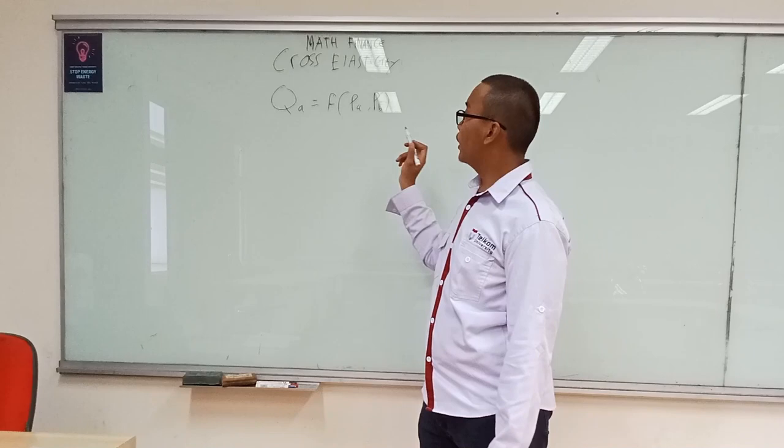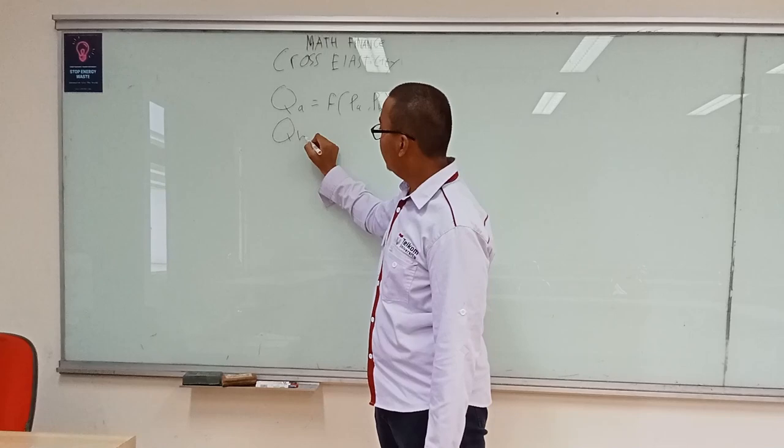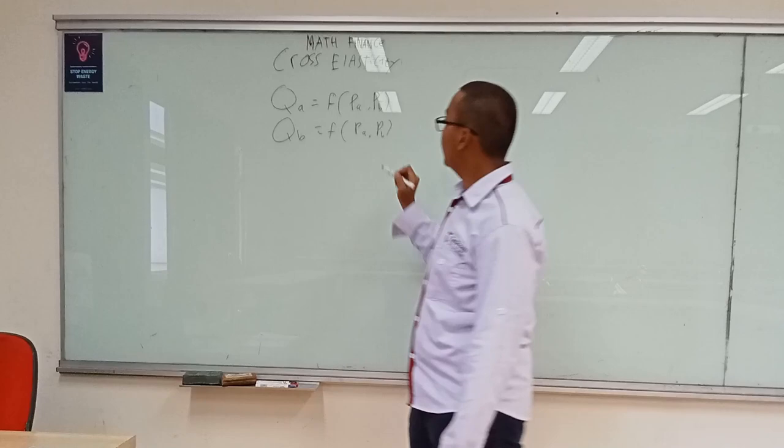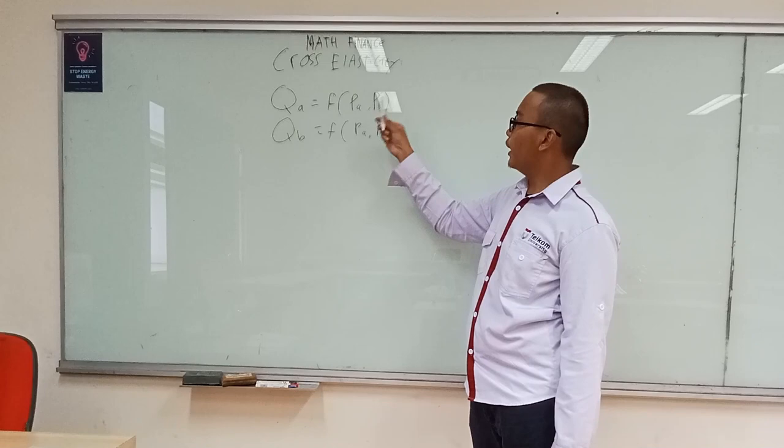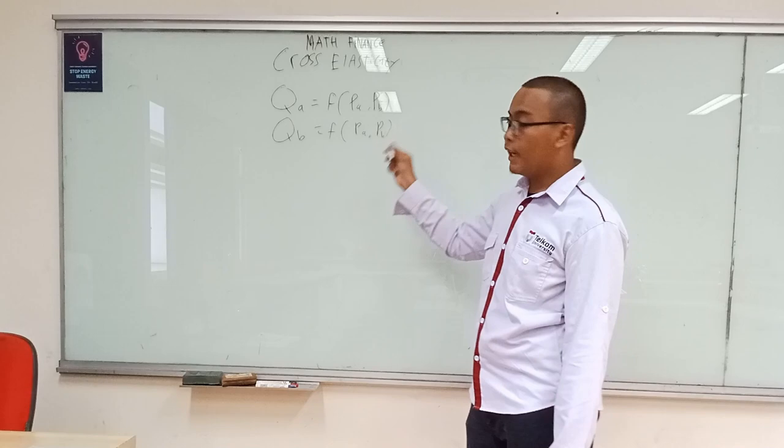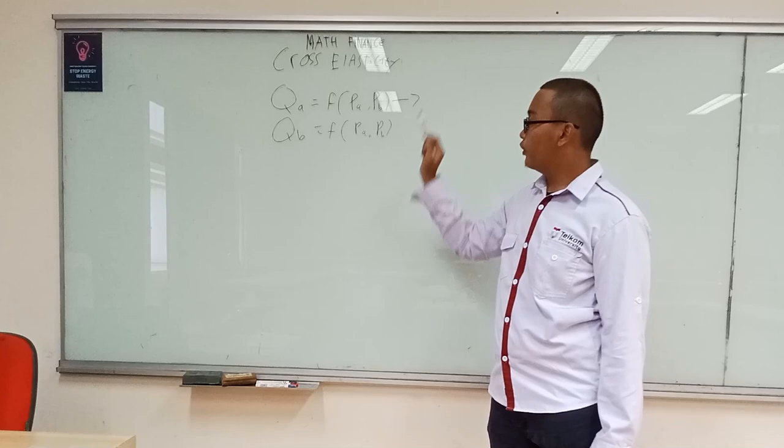And then there needs to be the second one, which is going to be QB equal to a function of PA and PB. The QA and QB need to have the same symbols. Like if QA has PA and PB, the QB should have PA and PB as well. After this, we need to find the partial derivatives of all of them.